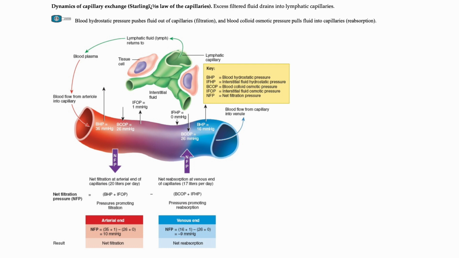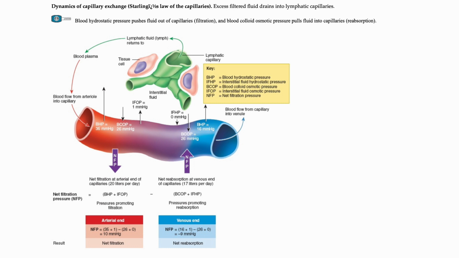At the arterial end of the capillary, the blood hydrostatic pressure is greater than blood osmotic pressure, and this imbalance acts to push or filter fluid out of the capillary. Although the hydrostatic pressure of the interstitial fluid outside the capillary does provide an opposing force to the blood hydrostatic pressure, it is relatively small, and the result is a net filtration pressure that favors pushing fluid out of the capillary.